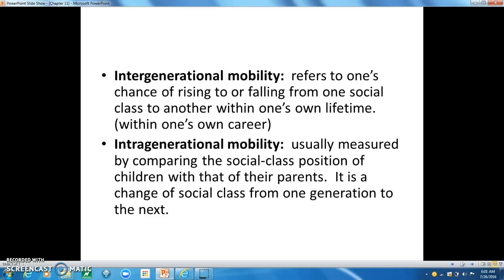And intergenerational mobility is usually measured by comparing the social class position of children with that of their parents. It is a change of social class from one generation to the next. For example, the son of a South Texas migratory worker becomes the Secretary of Education under President Bush. So that would certainly be an example of intergenerational mobility.